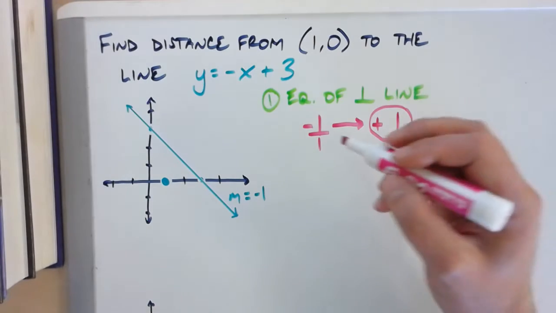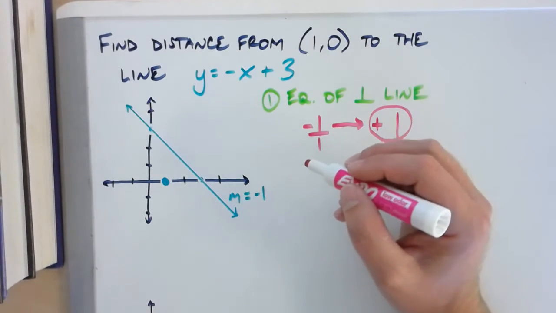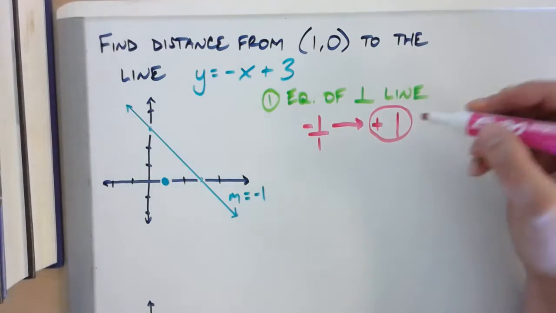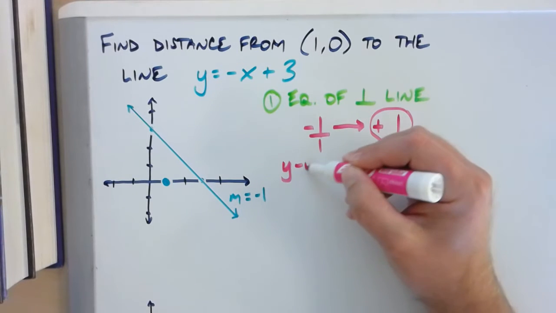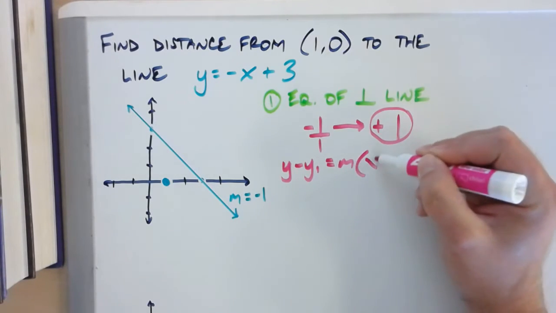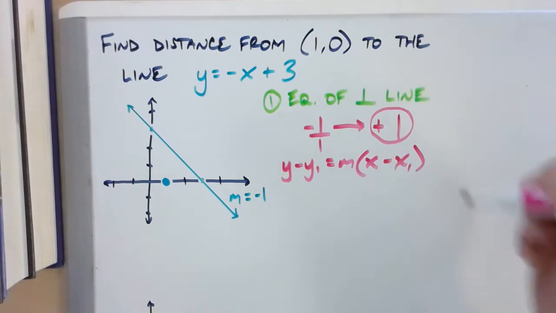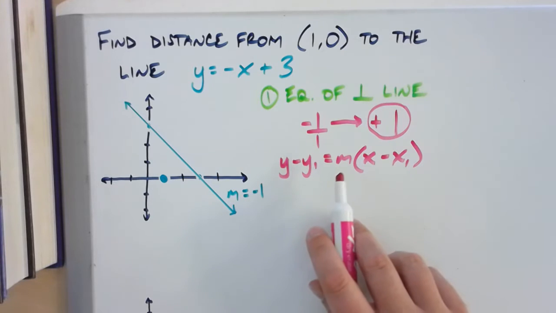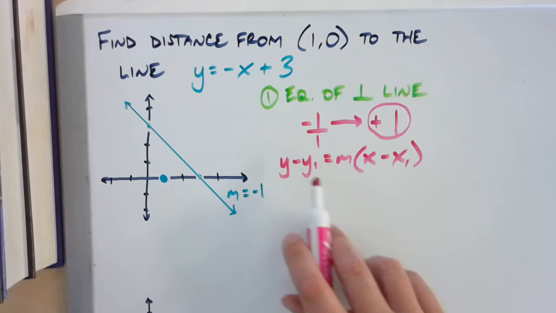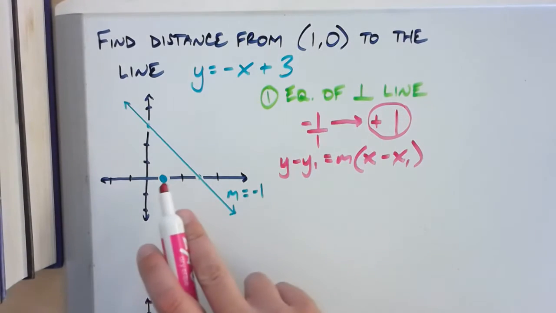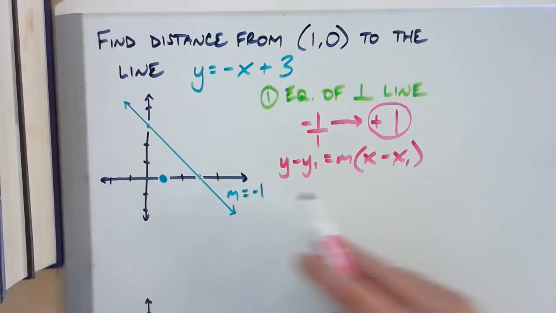The other way to do it is to use point-slope form. Maybe it's not so obvious, maybe it's not a convenient whole number intersection. So I could use my point-slope form: y minus y1 equals m times x minus x1. This is the point-slope form of a line. I have the slope, that's going to be the m of my new line. And then for the x1, y1, the coordinate point is the point that I start with, (1, 0), because the line has to contain that point.